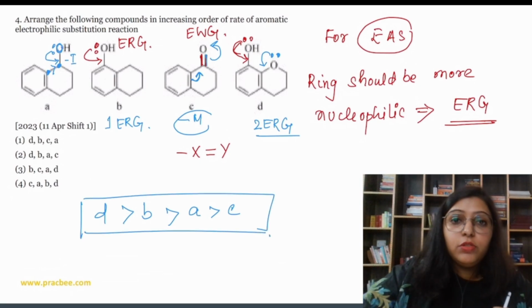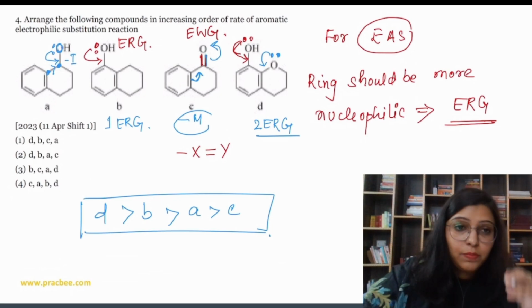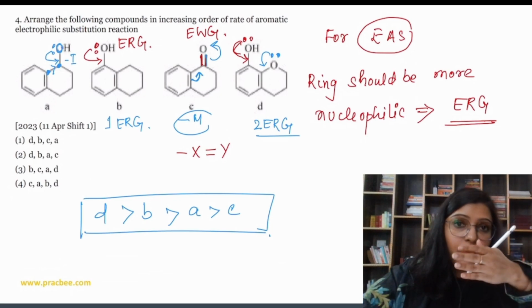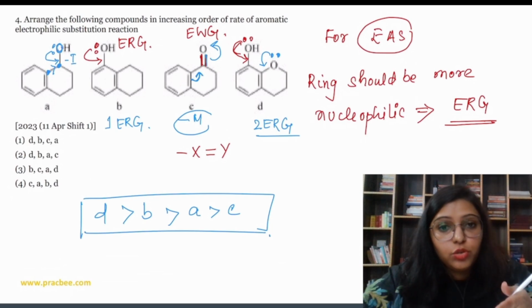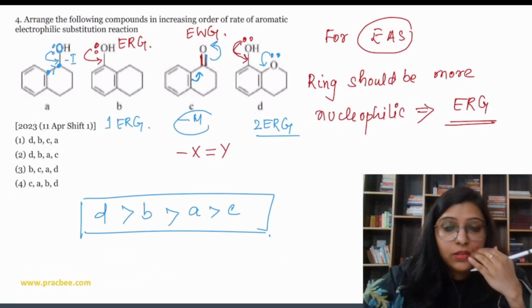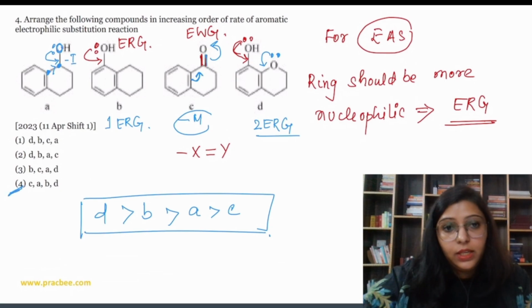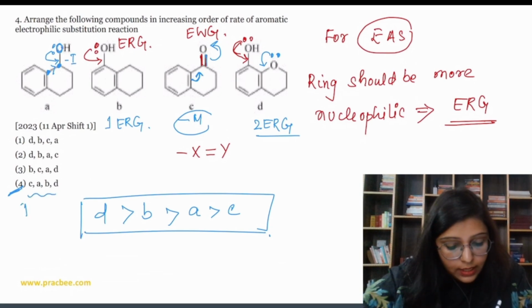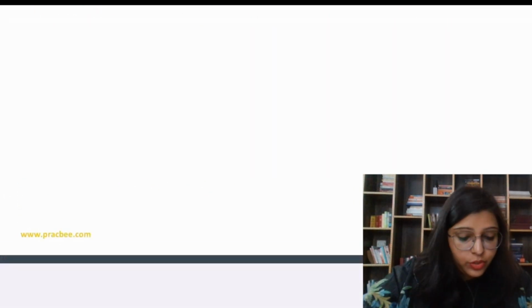Arrange the following compounds in increasing order of rate of electrophilic aromatic substitution. Increasing means first you have to write the one where the rate of electrophilic aromatic substitution is lowest. So the answer is going to be CABD. Understood? CABD is the answer. That's the increasing order. Clear? Easy question. Now, moving on to the next question.